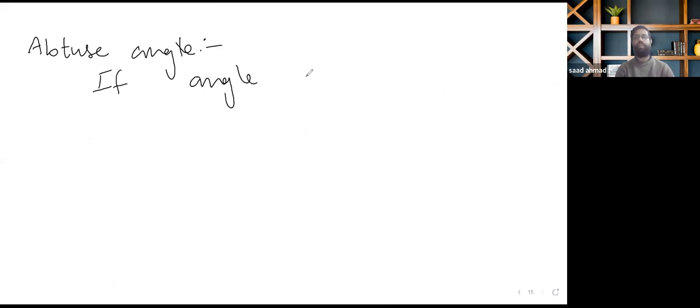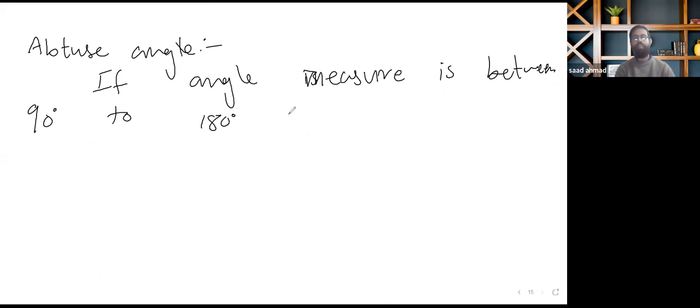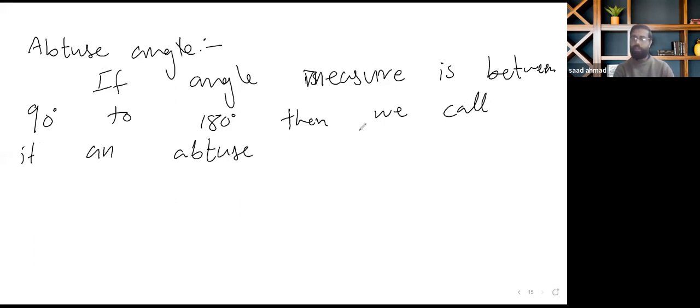So what if it is more than 90 degrees? If the angle measure is between 90 and 180 degrees, then we call it an obtuse angle.